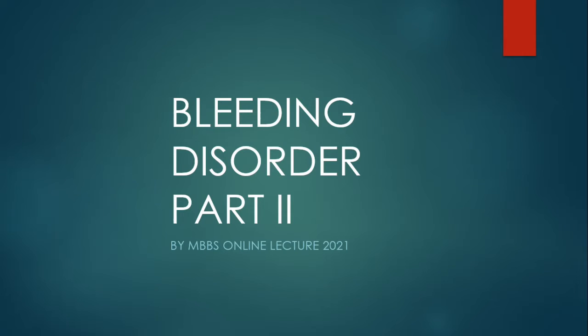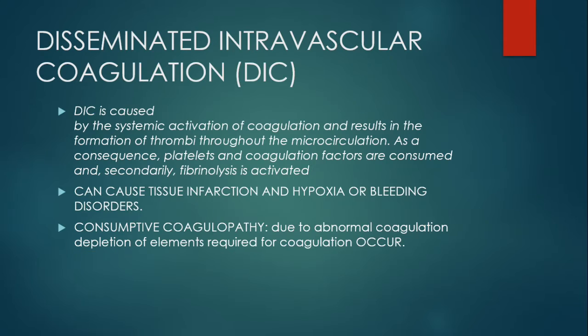So let's get started. First one is disseminated intravascular coagulation, DIC. What is DIC? It's basically systemic activation of coagulation and results in the formation of thrombi throughout the microcirculation. As a consequence, platelets and coagulation factors are consumed and secondary fibrinolysis is activated.